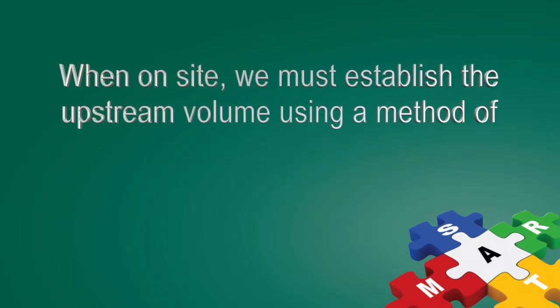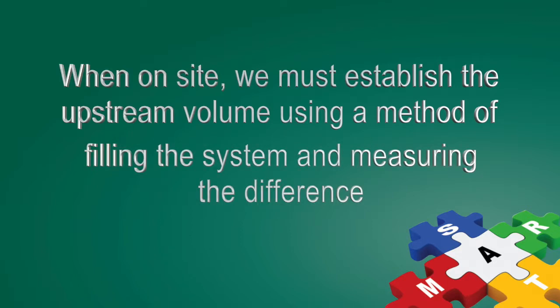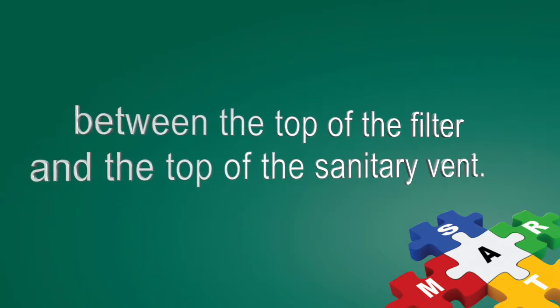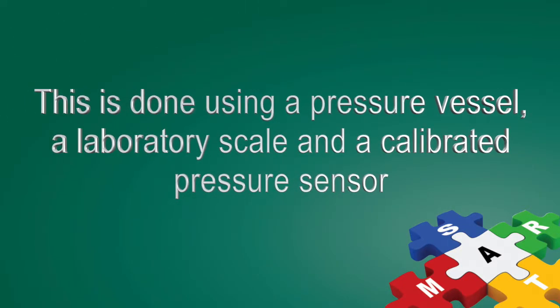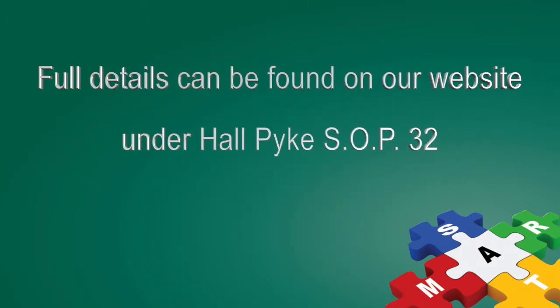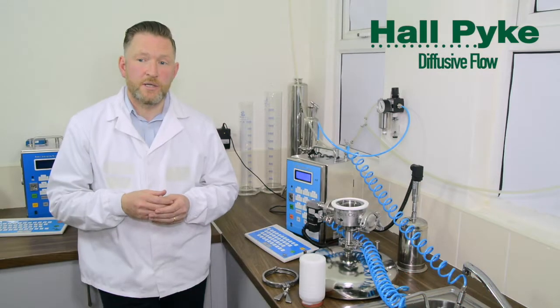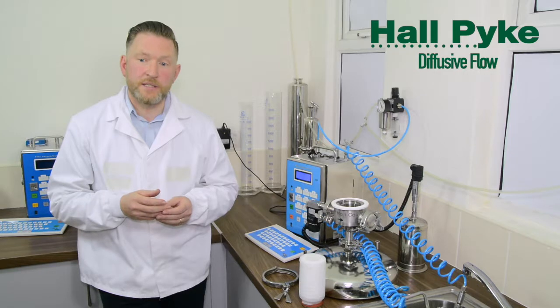But when on site, we must establish the upstream volume using a method of filling the system and measuring the difference between the top of the filter and the top of the sanitary vent. This is done using a pressure vessel, laboratory scale and a calibrated pressure sensor. Full details can be found on our website on the Pyke SOP 32. Once we have established all this information, we are then in a position to put the data into the tester and run a test.